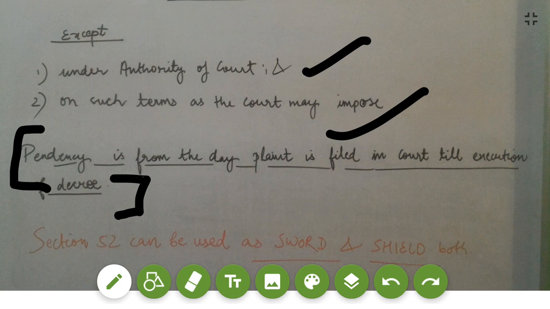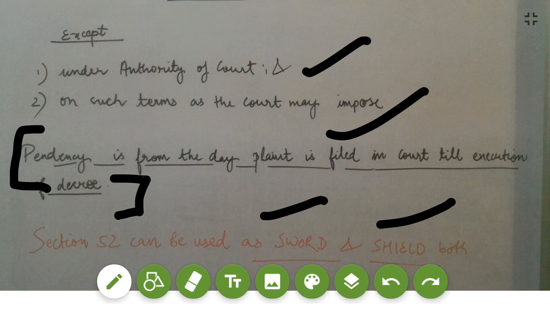Now section 52 can be used both as sword and shield. Both as sword and shield. So what does this mean? It means that the right contemplated under section 52 no doubt can be used both as sword and a shield depending on the fact what right or interest is transferred and who the affected party is and how and in what manner the transfer is likely to affect any party to the pending proceeding. And it can be used as a shield in a subsequent or same proceeding between the same parties.